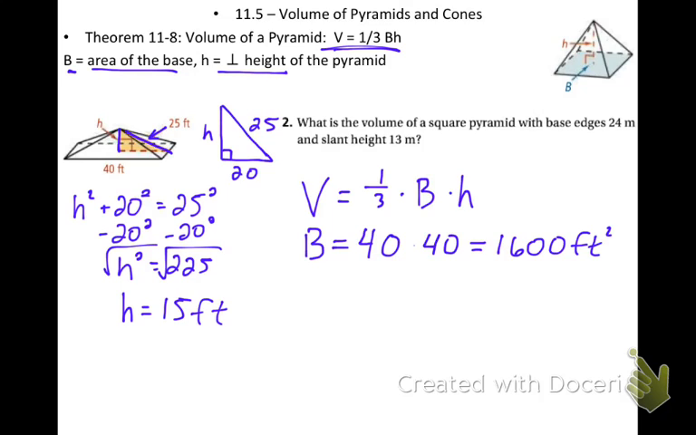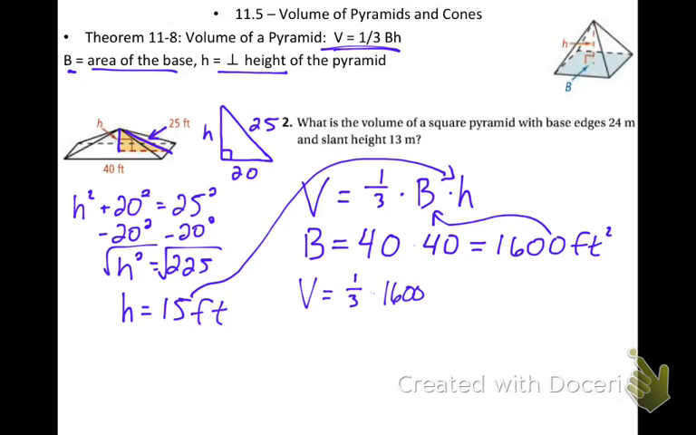And then what I can do is plug that in for my base and 15 in for my height. So I get V is equal to 1/3 times 1,600 times 15. And that'll give me my volume. And so when I do that, I get my volume is equal to 8,000. And again, it's feet cubed, or cubic feet. That'll be my volume.